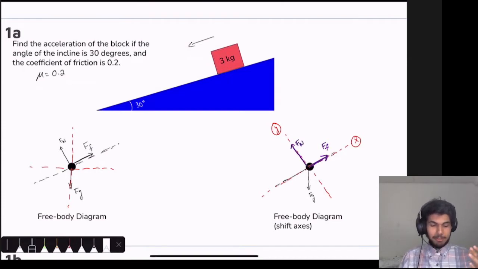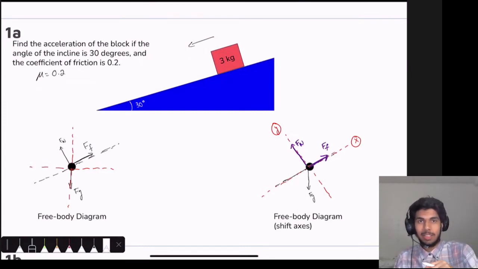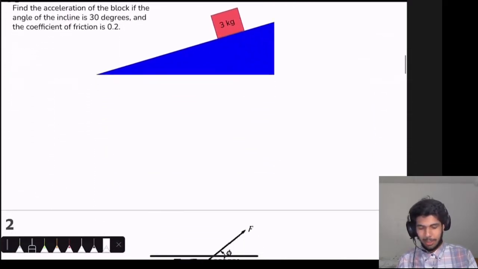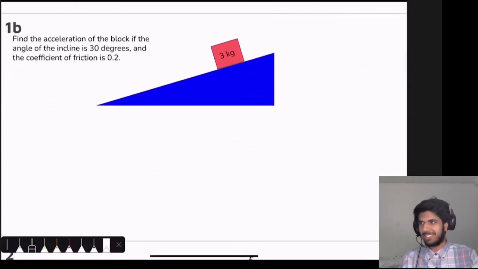Great, so we have two forces now on our axes. We have FG off of our axes, but this is good because now the direction of motion is in the direction of one of our axes. It's along the x-axis, and that's going to help us out a lot. But this is just part A, so let's see what part B is. Part B is literally solving the question. So, let's do that.